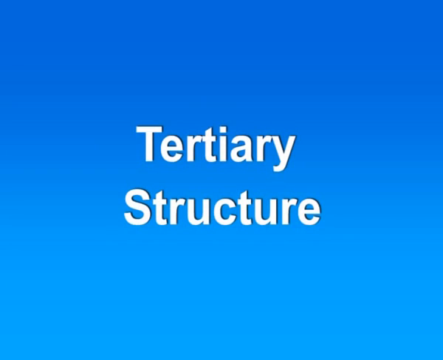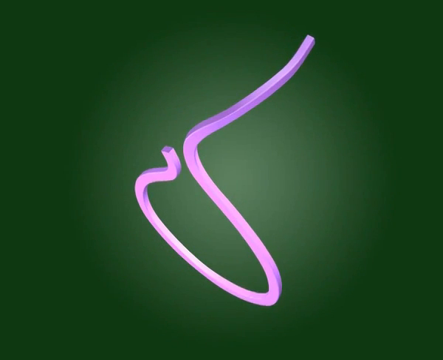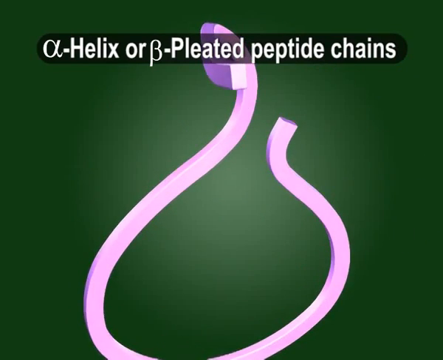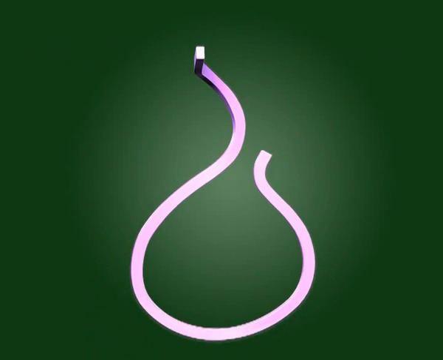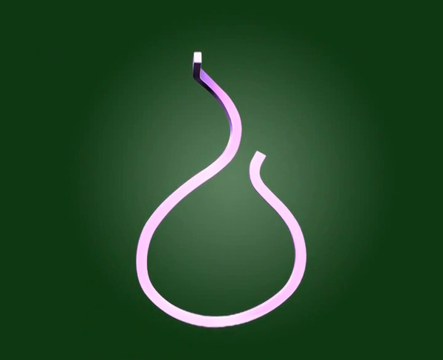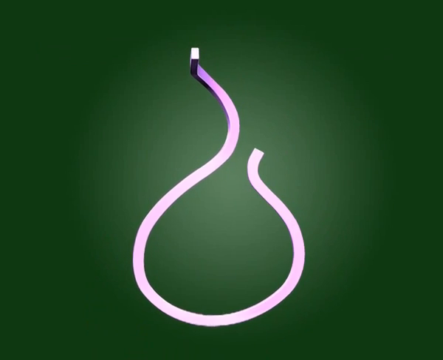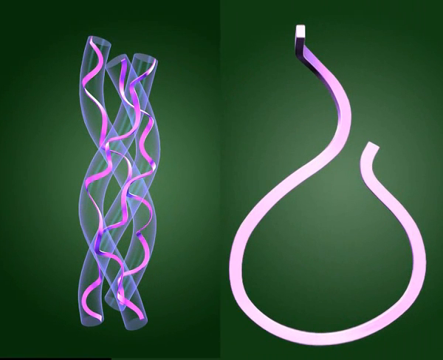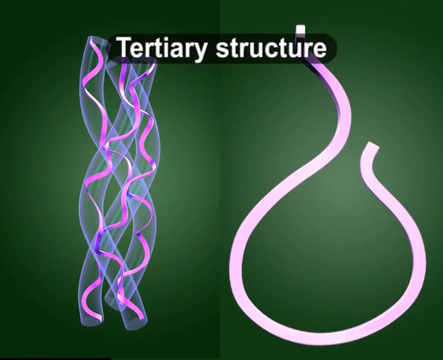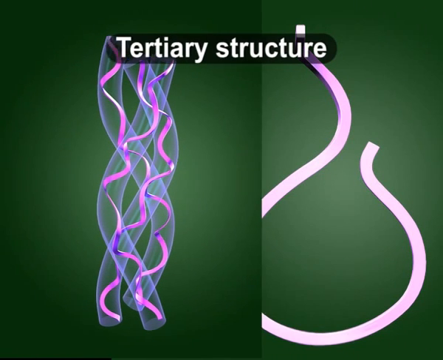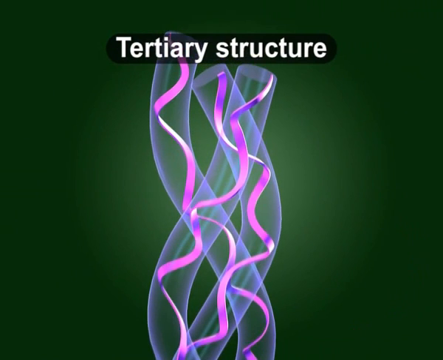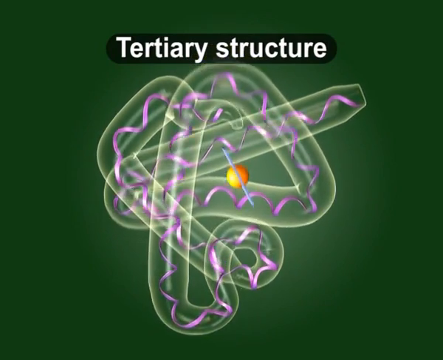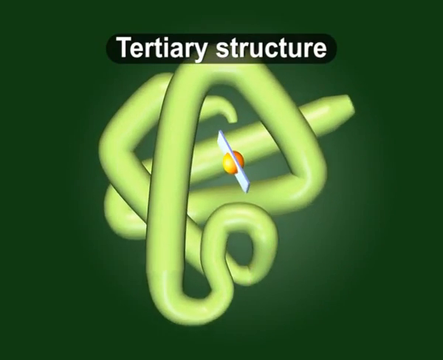Tertiary structure. It involves bending and folding of alpha helix or beta-pleated peptide chains upon themselves to assume a complex but specific forms like spherical, rod, etc. These geometrical or three-dimensional structures are known as tertiary structure of proteins. The tertiary structure of a protein brings distant amino acid side chains nearer to the active sites of enzyme proteins.